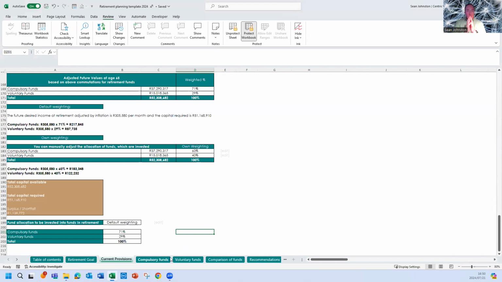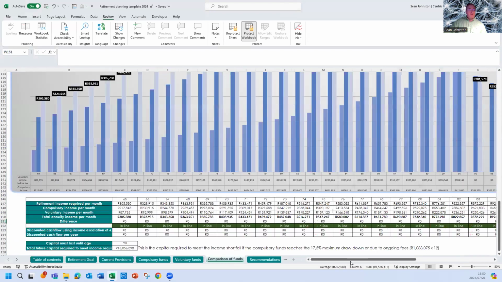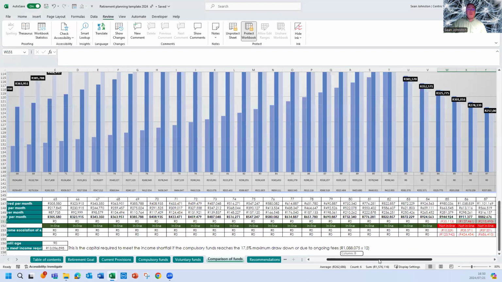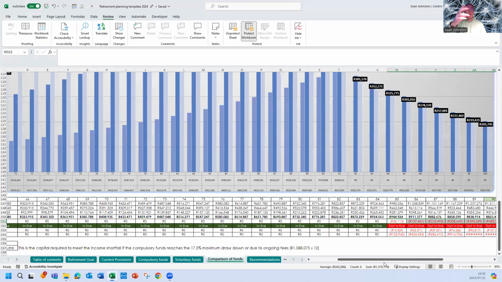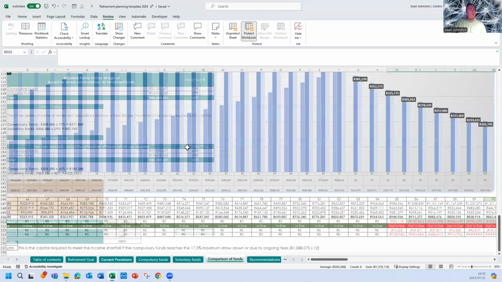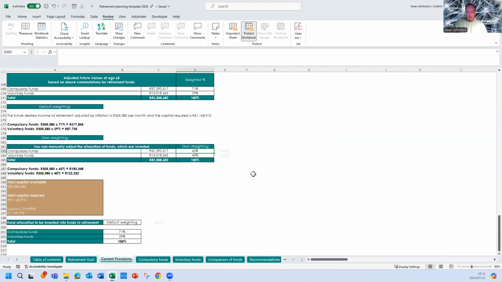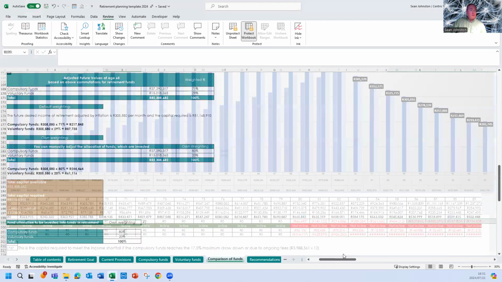So this is, again, something you can use as a tool, because when you get to retirement, you need to know how to model this to understand the difference between the two. You don't want to get to a situation where you've depleted all your voluntary funds and now you have to rely on your compulsory. So let's go back to that situation and make it 80-20 and see what happens if I put in own weighting.